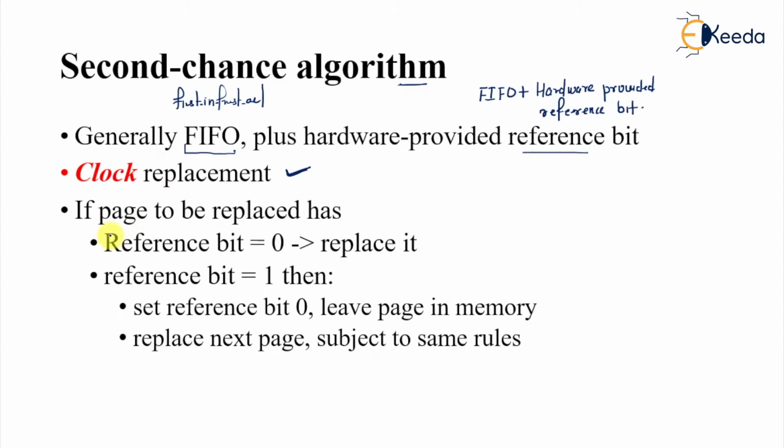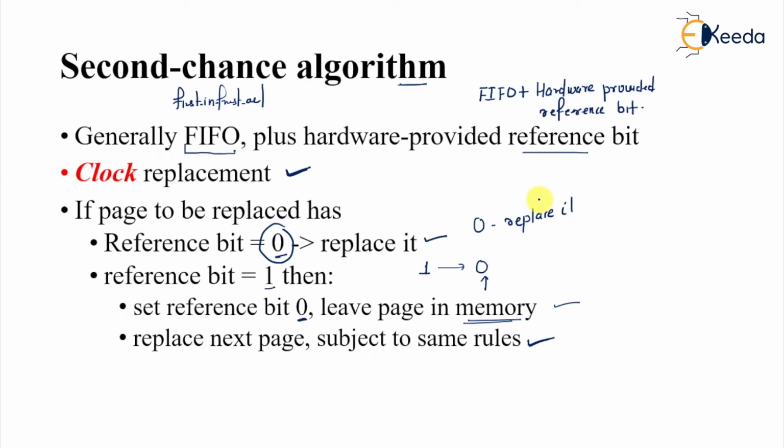Clockwise we are going to replace. If the page is to be replaced and the reference bit is 0, then replace it. If the reference bit is 1, then set the reference bit to 0 and leave the page in memory. That is the second chance that is being given. Give it one more chance and leave the page in memory. Replace the next page subject to the same rule.